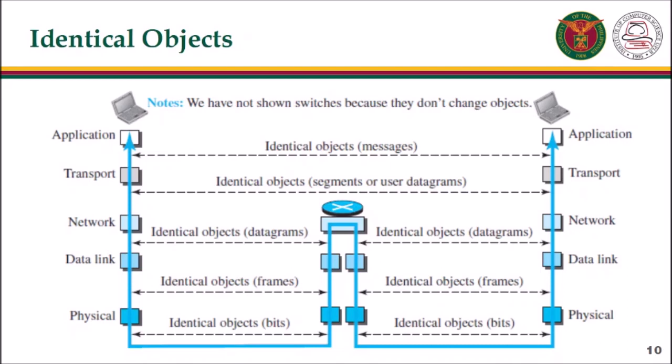The second principle of protocol layering is shown here. For the physical layer, objects are called bits. In the data link layer, the objects are called frames. In the network layer, the objects are called datagrams. In the transport layer, depending on the protocol, they are called either segments or user datagrams. In the application layer, the objects are called messages.